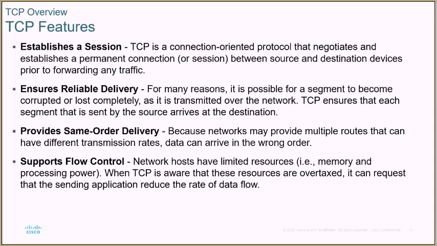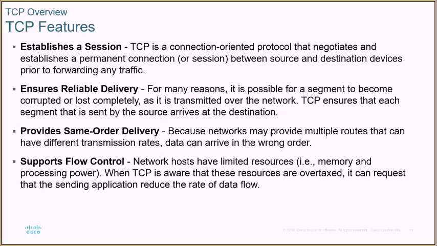For many reasons, it is possible for a segment to become corrupted or lost completely as it is transmitted over the network. TCP ensures that each segment that is sent by the source arrives at the destination. It provides same order delivery because networks may provide multiple routes that can have different transmission rates. Data can arrive at the destination in the wrong order, but because TCP numbers each of those segments, it can put it back into the correct order.